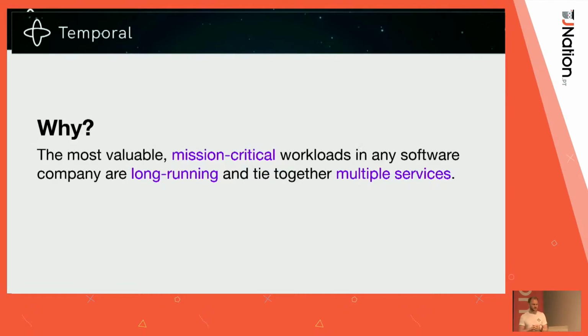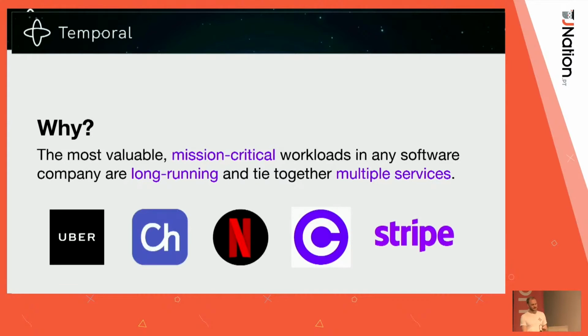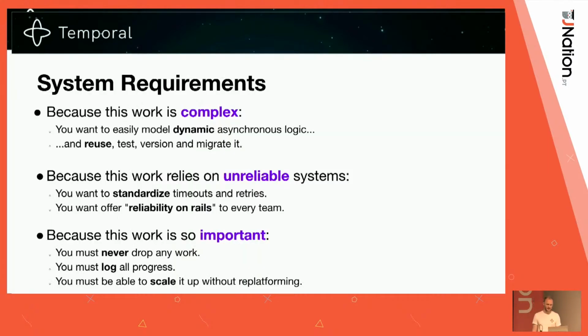Why would we use a system like this? The most valuable mission-critical workloads in any software company are long-running and tie together multiple services. And it's used by Uber, Netflix, Coinbase, Stripe. And these are the system requirements that this fulfills and that we generally need in this type of work. Because the work is complex, we want to easily model dynamic async logic and reuse and test and version and migrate. So we need workflows as code.